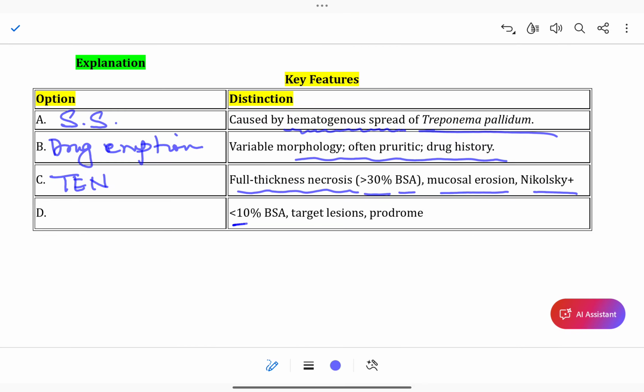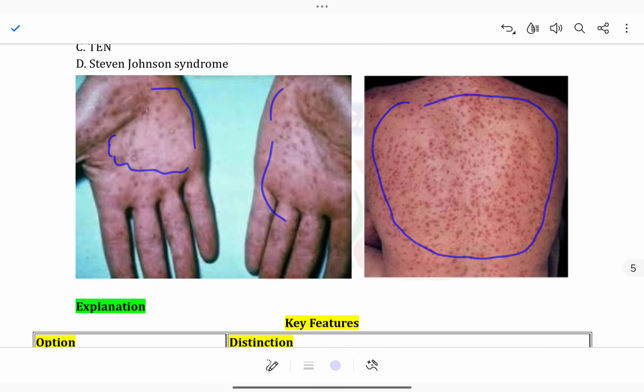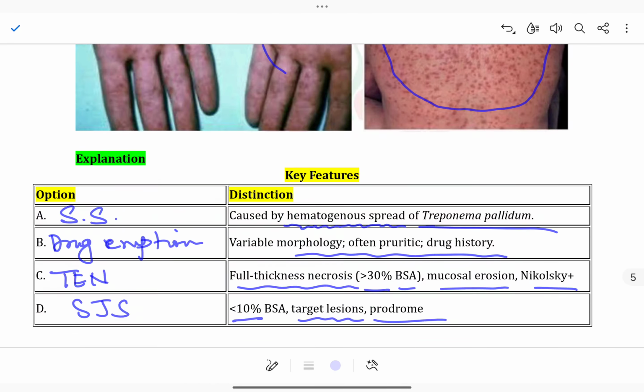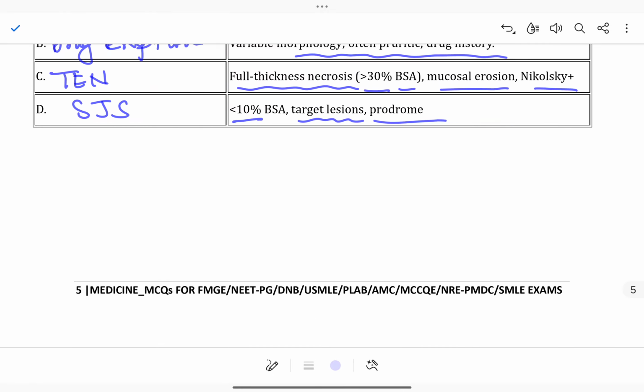Less than 10% body surface area, target lesions, and prodrome. Our option was SJS. What was SJS? Option D, Stevens-Johnson syndrome. SJS, Stevens-Johnson syndrome. You can see it written in the question.